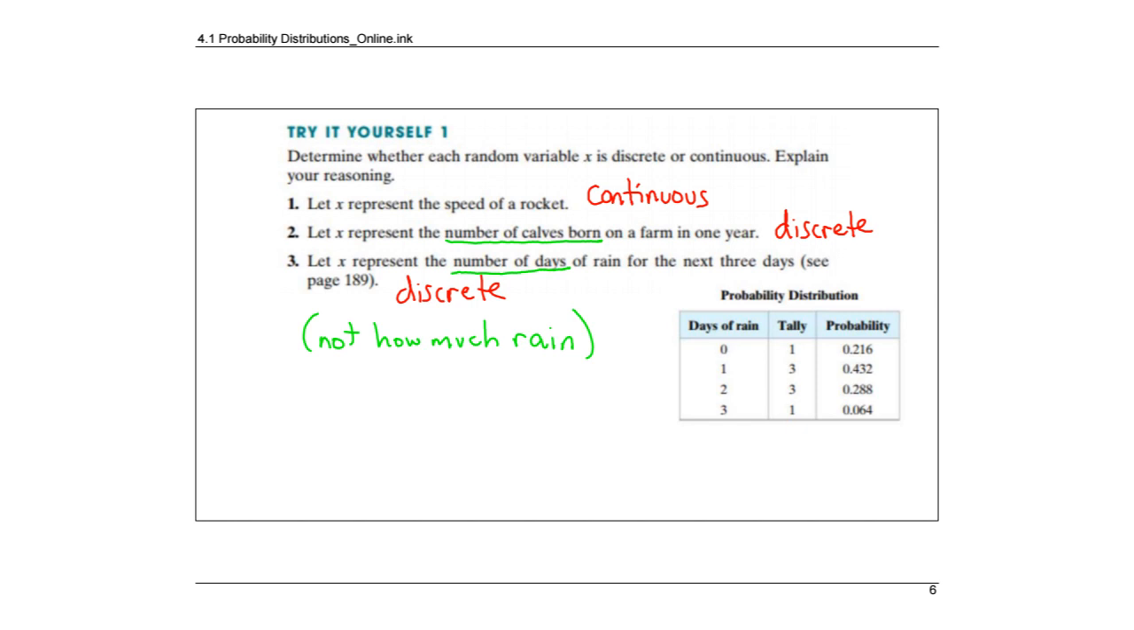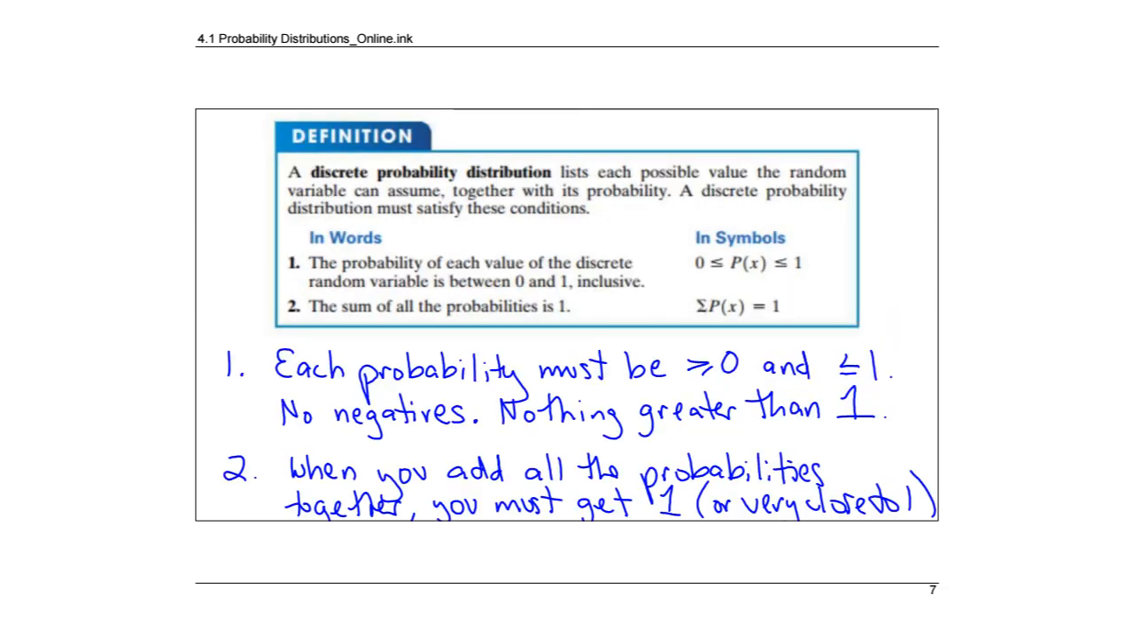Let X represent the number of calves born on a farm in 1 year. Well, you can't have half a calf. So this is going to be discrete, and it stops after 1 year and you start counting again. So that would be discrete. Now the next one is a little tricky. It says, let X represent the number of days of rain, not how much rain. How much rain would be continuous because you'd have fractions of inches. But the number of days, you would only have 0 days, 1 day, 2 days, or 3 days. So that would be discrete. So number of days of rain would be discrete. How much rain would be continuous.